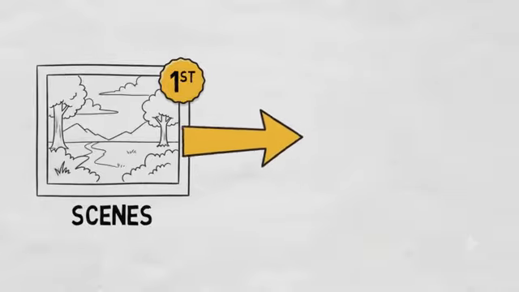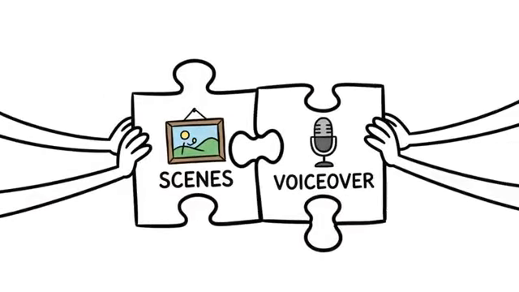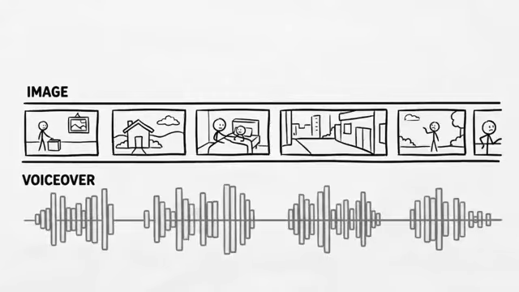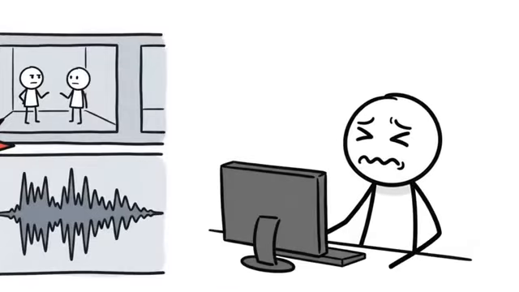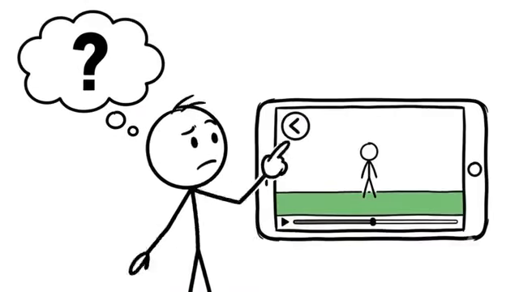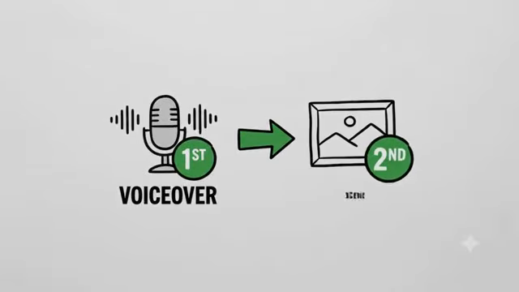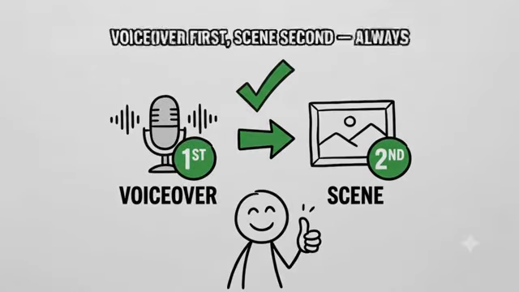Here's the problem. When you generate scenes first and create the voiceover second, you're forcing two things together that were never built for each other. You're not creating rhythm, you're creating a collision, and viewers feel that collision even if they can't explain why they clicked away. The correct workflow is the opposite: voiceover first, scenes second, always.